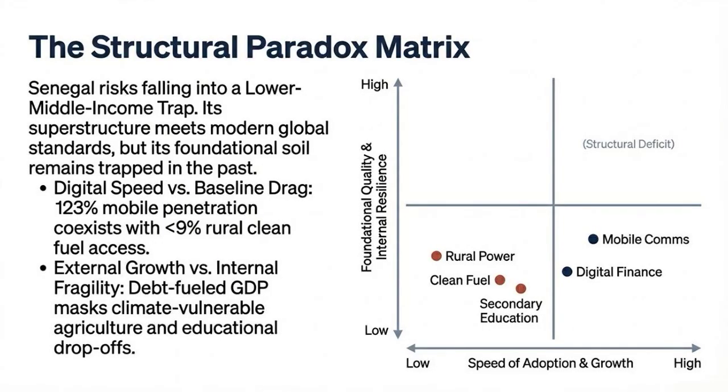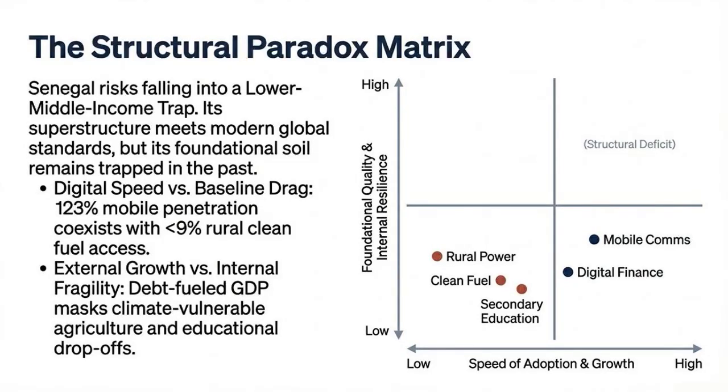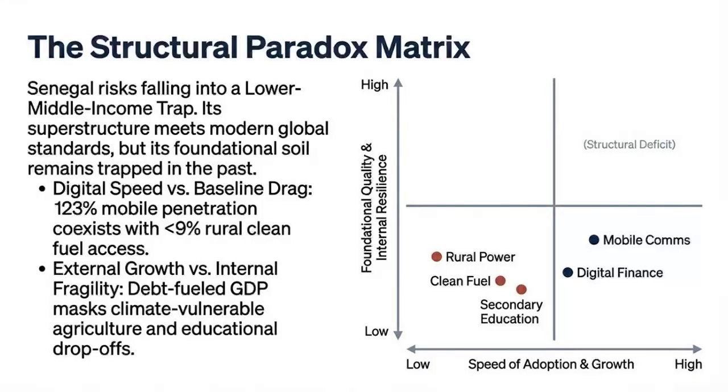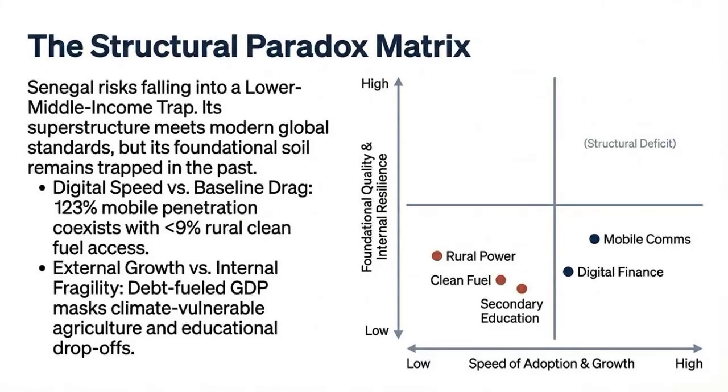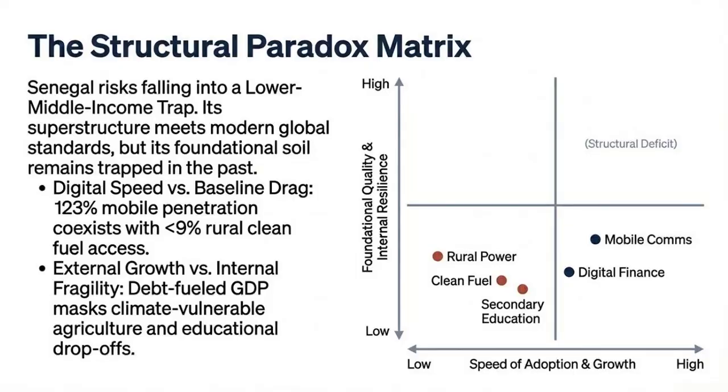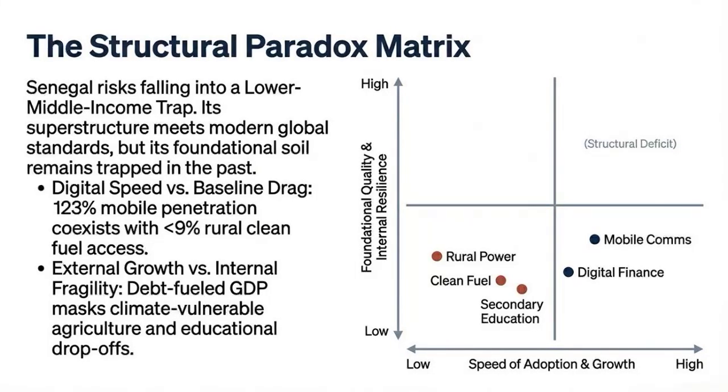In the bottom right quadrant, high speed but low foundation, you place mobile communications and digital finance. Because these technologies moved at lightning speed, reaching 123% and 76% penetration. But they do not fundamentally support the physical survival of the human being using them. And then, in the bottom left quadrant, low speed and low foundation, you place the true physical baseline. Rural power, clean cooking fuel, and junior high education. The metrics sitting in the single digits or suffering massive failure rates.